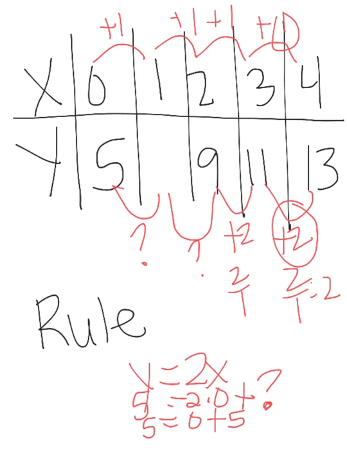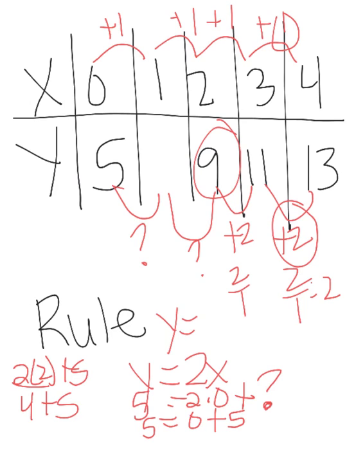Let's see if that works for the next one. 2. If I take 2 times 2 plus 5, what do I get? 2 times 2 is 4. 4 plus 5 is 9. So my rule is y equals 2 times x plus 5.